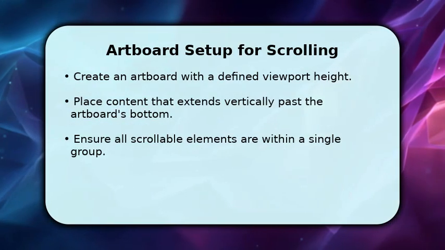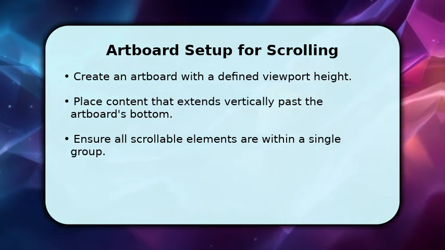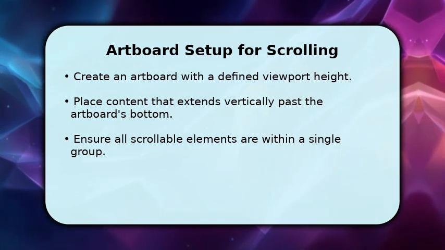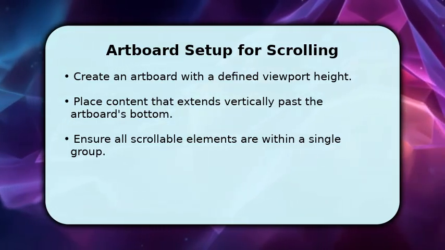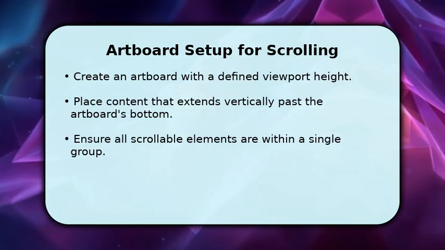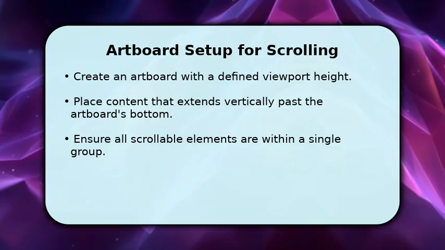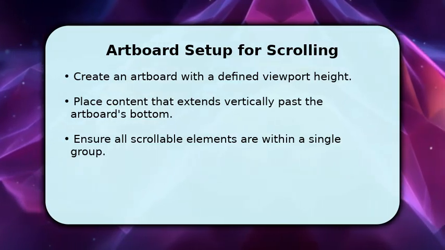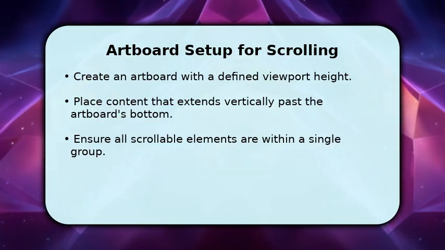To begin, select your artboard and adjust its height to represent the visible screen area. For example, a common mobile artboard might be 375 pixels wide by 812 pixels high. Then, position your content, like text or images, so it extends below this visible height. All elements intended for scrolling must be part of one unified group for proper functionality.